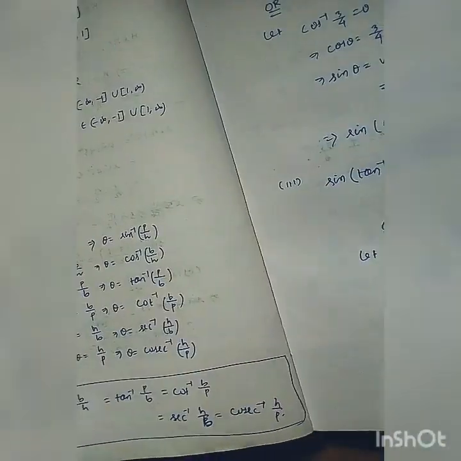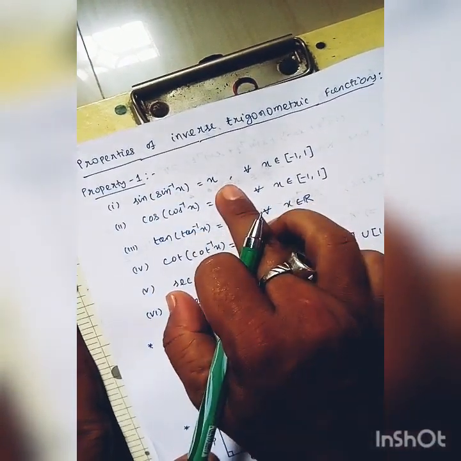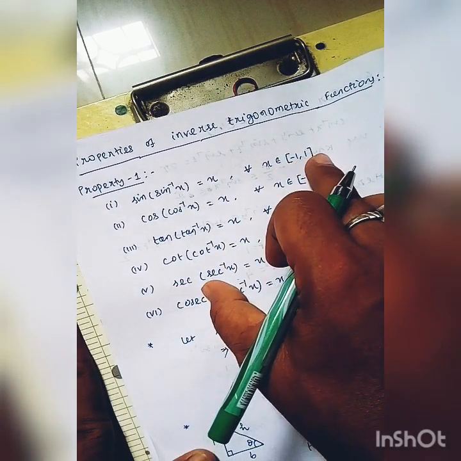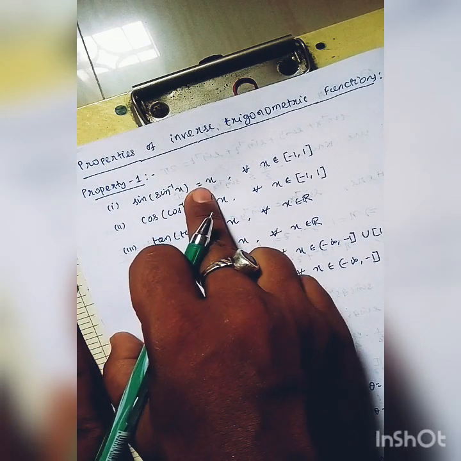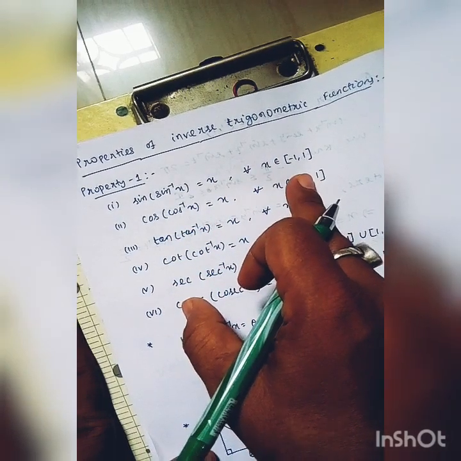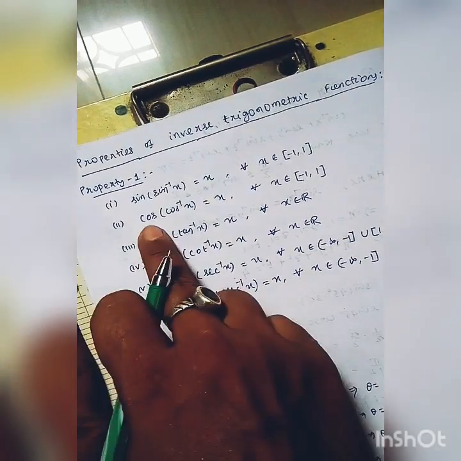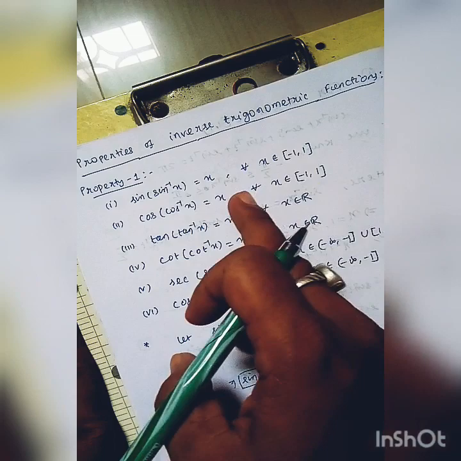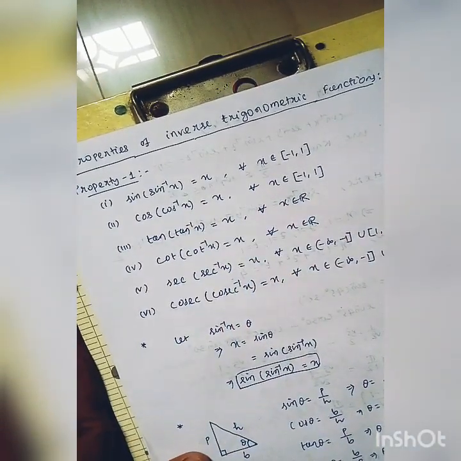So the property of inverse trigonometric functions, the first property: sine of sine inverse of x equal to x for x belongs to the closed interval of minus 1 to 1. That is f operation f inverse of x equal to x, which is equal to I_B(x). Here x belongs to the closed interval of minus 1 to 1. Similarly, cos of cos inverse of x equal to x. Same case for the cos function, that is x belongs to the closed interval of minus 1 to 1.